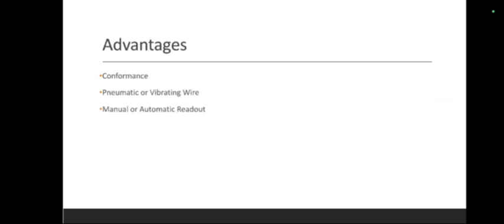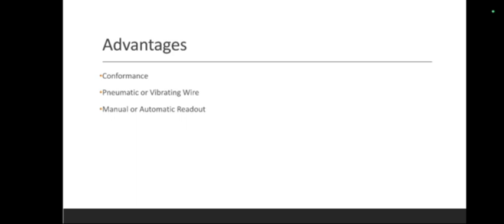Now, moving on to the advantages. The first one is conformance. It means to minimize bridging effects. The total pressure cell has a low profile and a modulus similar to that of a typical soil. Fluid in the cell is de-aired for maximum sensitivity.